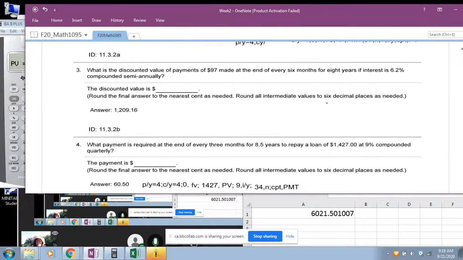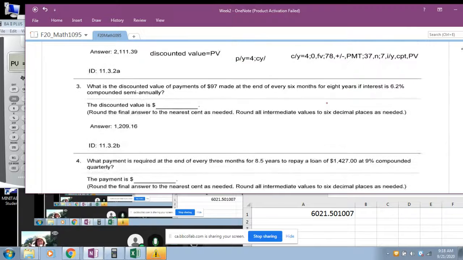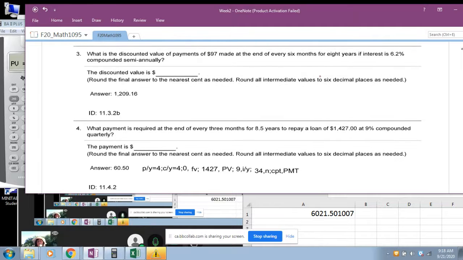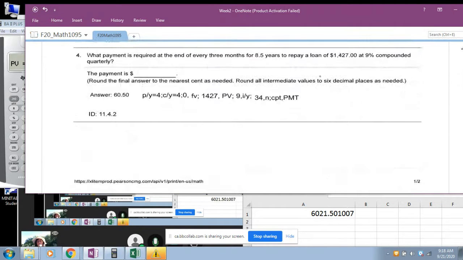In section 3 of chapter 11, the objective has 2 parts. One is, what is the present value of an ordinary simple annuity? The second question is, what is the payment for an ordinary simple annuity? So now let's do this question here. Question 4. What is the payment?